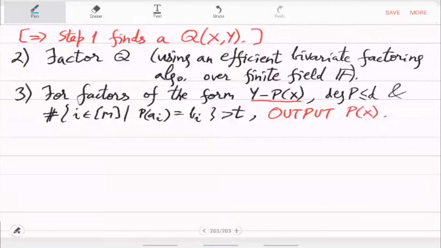Fit the data with degree bounded Q, factorize Q, and output the factors that are linear in y, and which satisfy this degree condition of the message polynomial that you were looking for. Degree should be less than or equal to d, and it should fit the points on more than t locations. Okay, so why will it work?